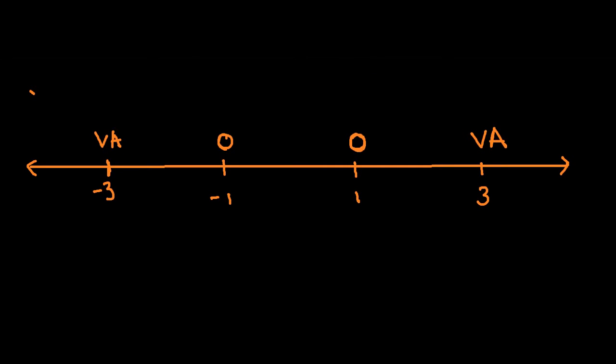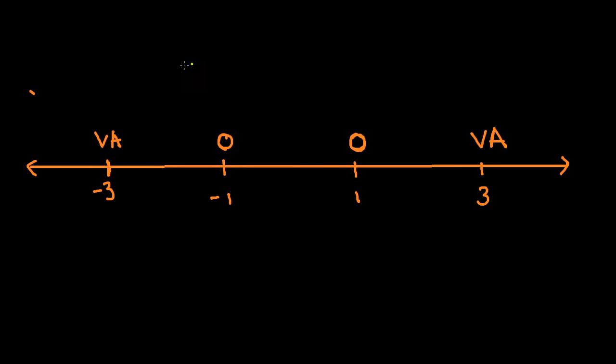Now we're going to test a point somewhere between minus infinity and minus 3, and see if that is a positive value or a negative value, because we know where our vertical asymptote is now. We want to know if this is above the x-axis or below the x-axis. So as I approach my vertical asymptote, is it going to go up? Is it going to go down? What's going to happen? So let's pick a point, it could be any point.